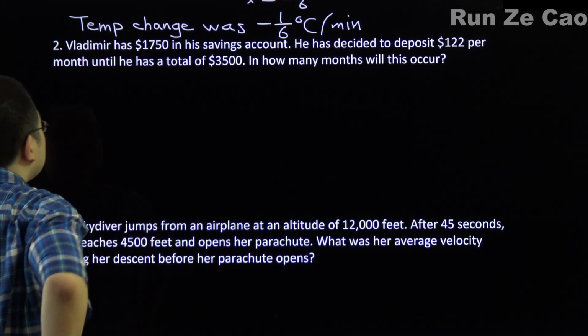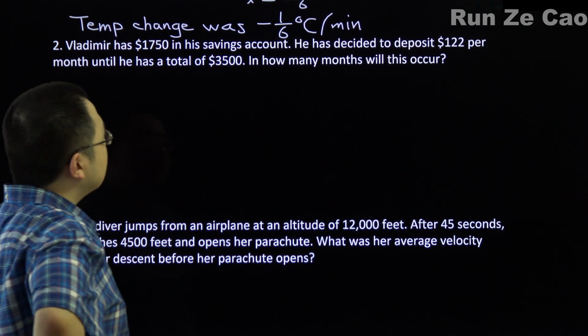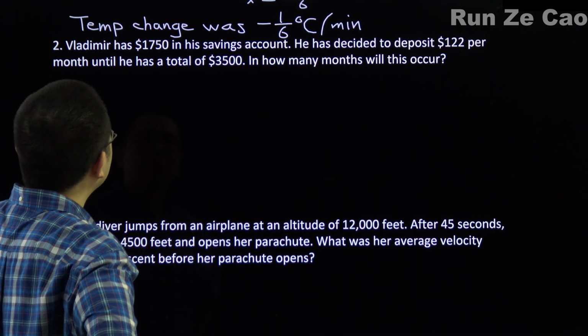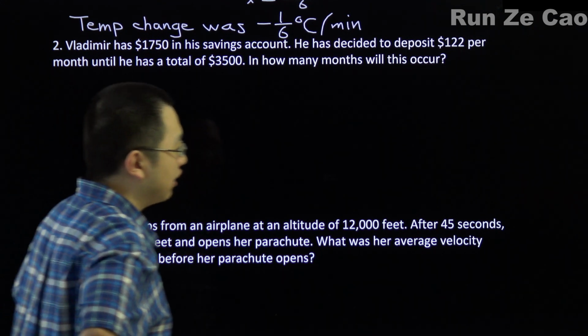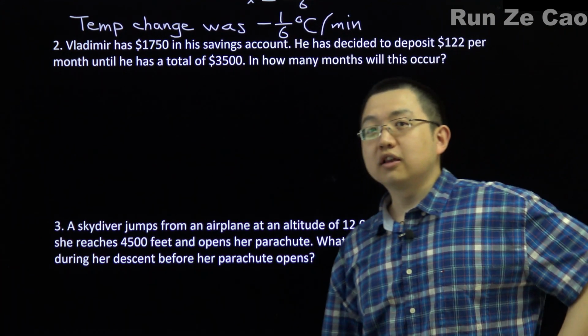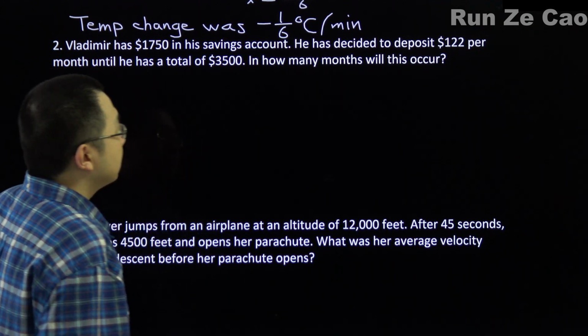Okay, let's say Vladimir has $1,750 in his savings account. He has decided to deposit $122 per month until he has a total of $3,500. Okay, this guy is probably Russian. How do I know this? No, it's not the name, actually. It's the amount of money.